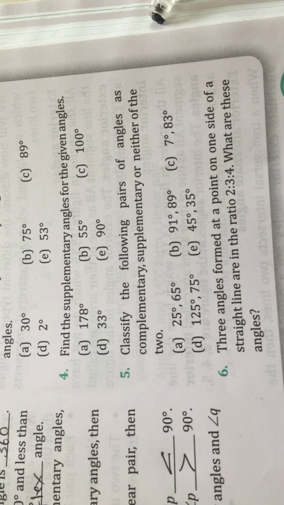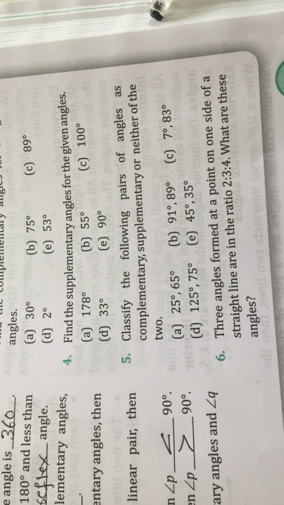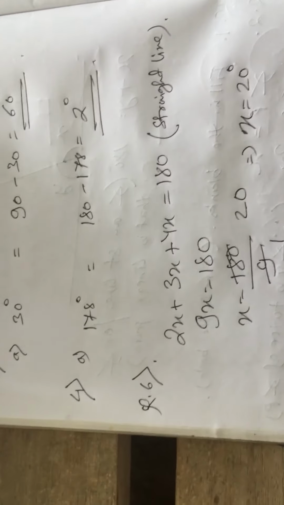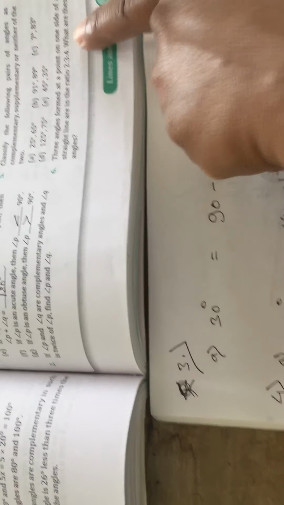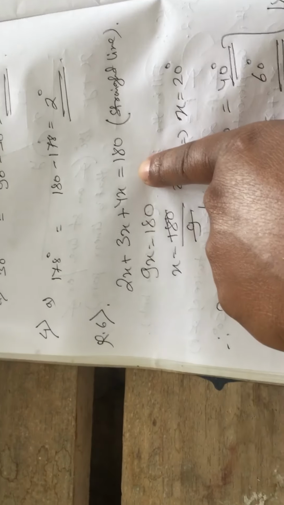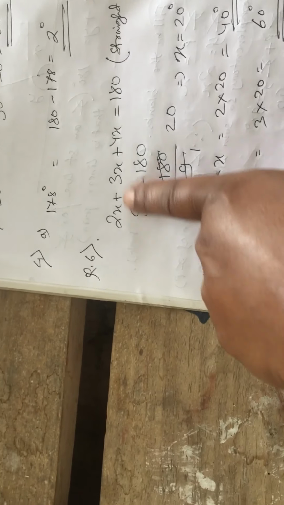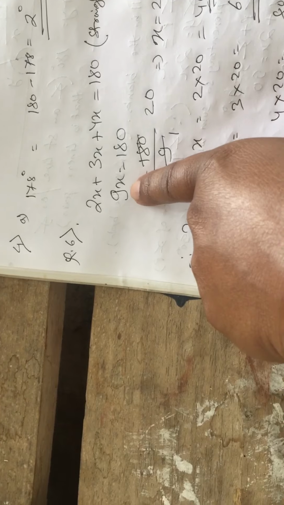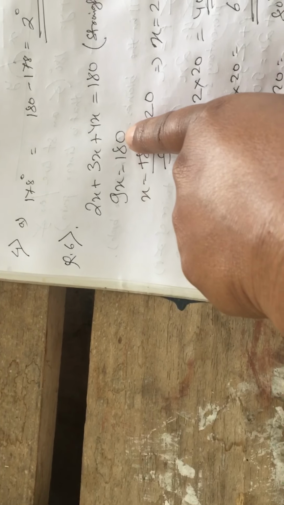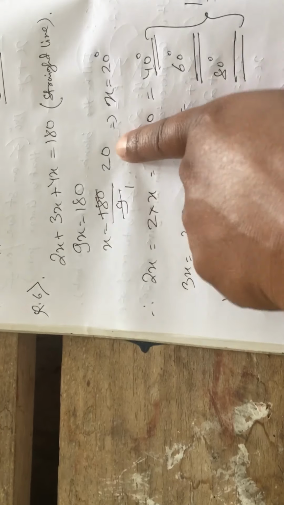Okay, and the last question of this page, we shall be doing only one page today. So three angles formed at a point on one side of a straight line. It is a straight line and a ratio is given. Since we don't know the answer, according to the ratio, I have taken 2, 3 and 4. So I have taken 2x, 3x and 4x, and since it is in a straight line, I have written it as 180 because a straight line is 180 degree. So 2x plus 3x plus 4x gives me 9x. 9x is equal to 180. Therefore, if I solve the value of x, 180 by 9 gives me 20.